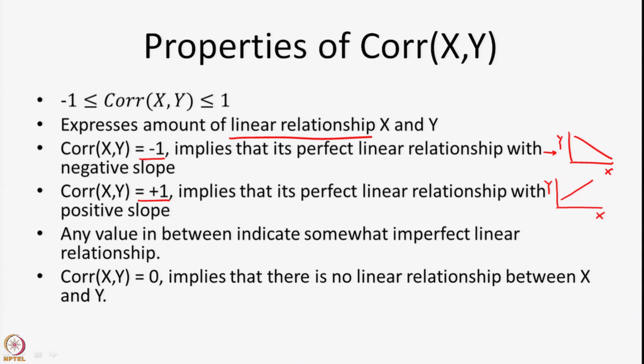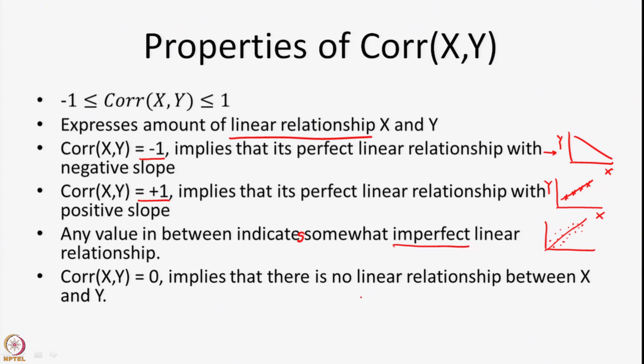Any value in between indicates a somewhat imperfect linear relationship. So, for example, if we have a set of data which goes in this manner, you can see that there is a linearity in its trend, but it is not perfectly linear. If it were perfectly linear, the data would fall perfectly on the line, right? But it is not perfectly on the line. So, there will be some approximate line going on, and that is called an imperfect relationship.